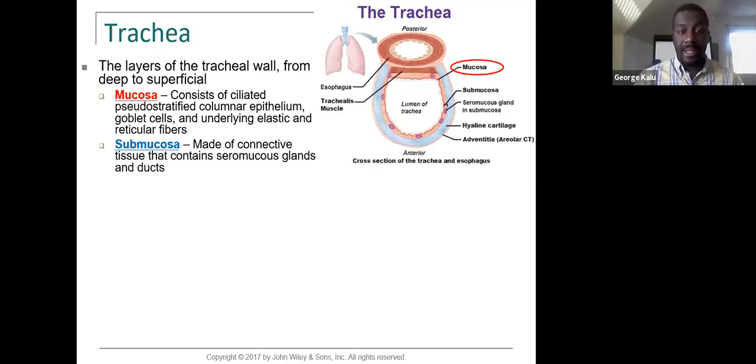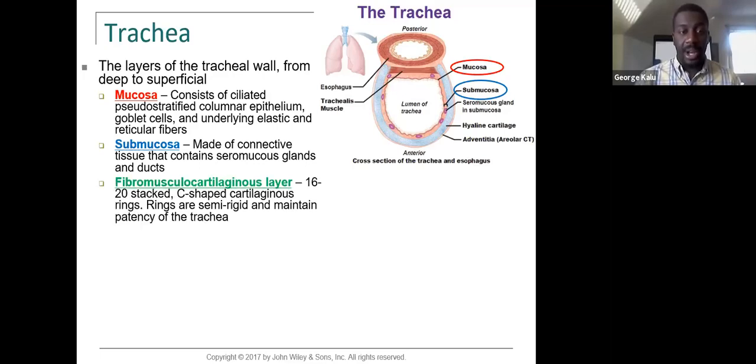The second layer, just superficial to the mucosa, is the submucosa. The submucosa is going to have lots of connective tissue with lots of these mucus glands as well, okay, and some ducts present as well. Nothing too much happening there. The third layer is called the fibromusculocartilaginous layer. Okay, start saying that about 5 times fast.